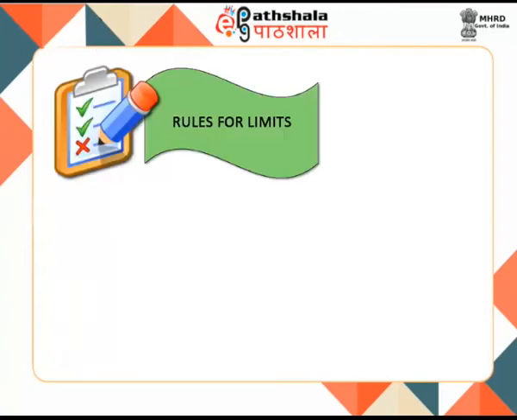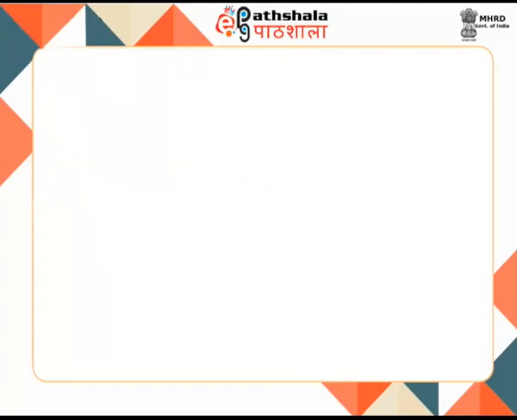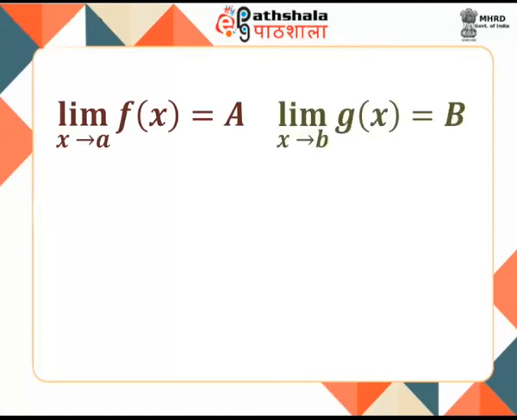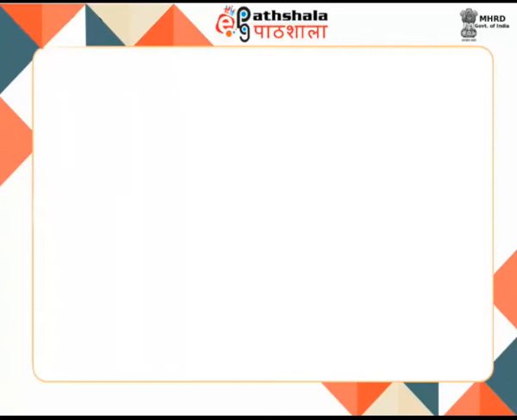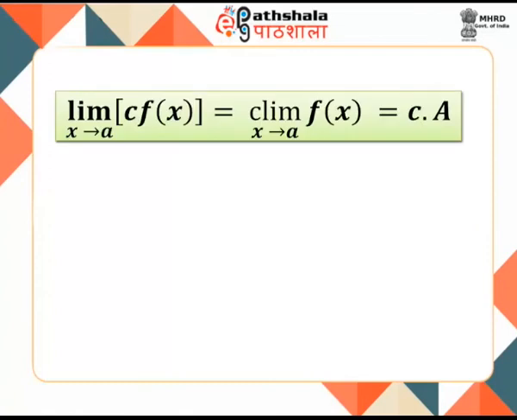Let's now discuss the rules for limits. Suppose that f and g are functions defined in the neighborhood of a but not necessarily at a. Then we have the rules. If limit as x tends to a of f(x) is equal to A and limit as x tends to a of g(x) is equal to B and c is a constant, then first, limit as x goes to a of c times f(x) is equal to c times limit as x goes to a of f(x), which is c times A.